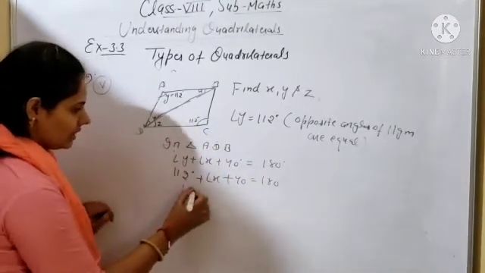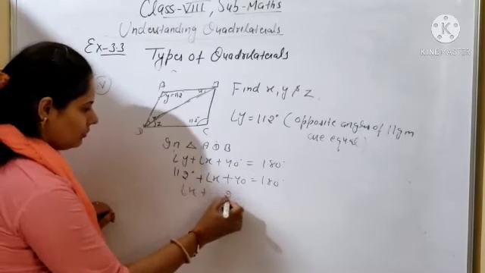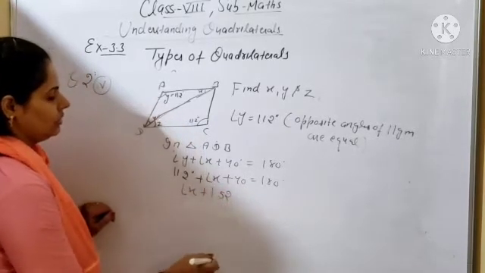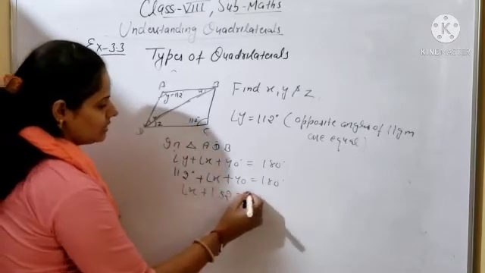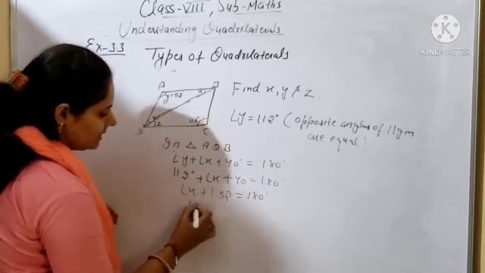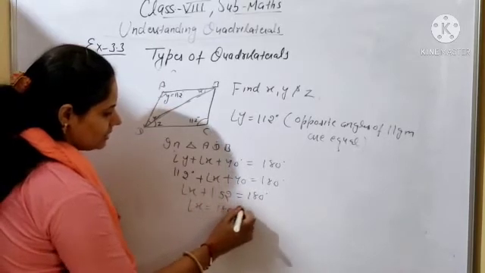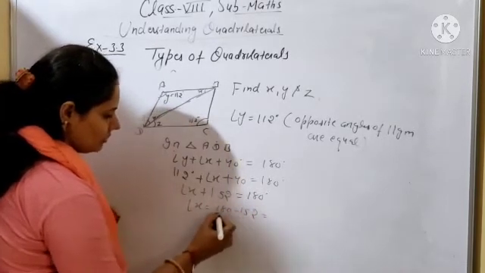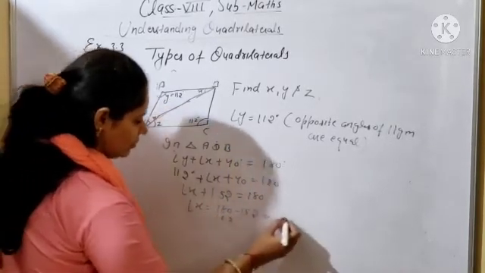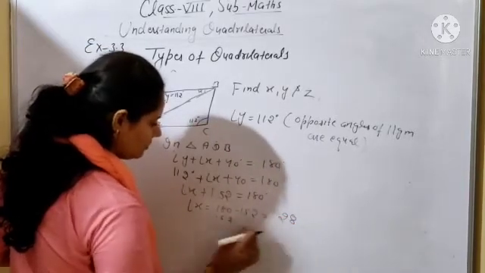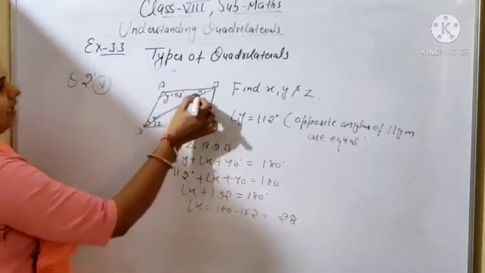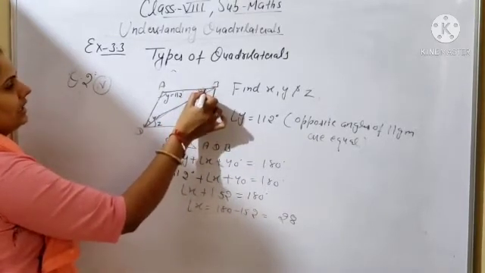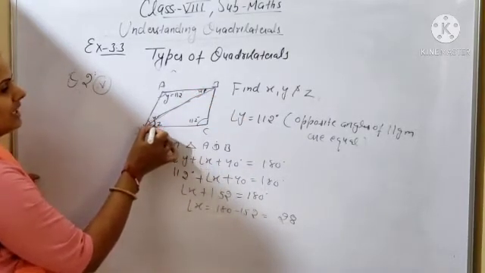So 112 plus 40, it will be 152. So 152 plus X is equal to 180. So what will be angle X? 180 minus 152. So 152, beta, subtract: 10 minus 2 is 8, 7 minus 5 is 2. Clear? 28 degrees. So X is 28. Okay, this one is 28. So what will be the value of Z?